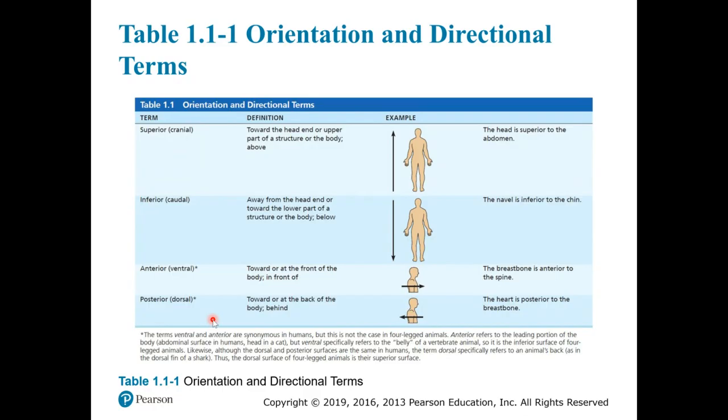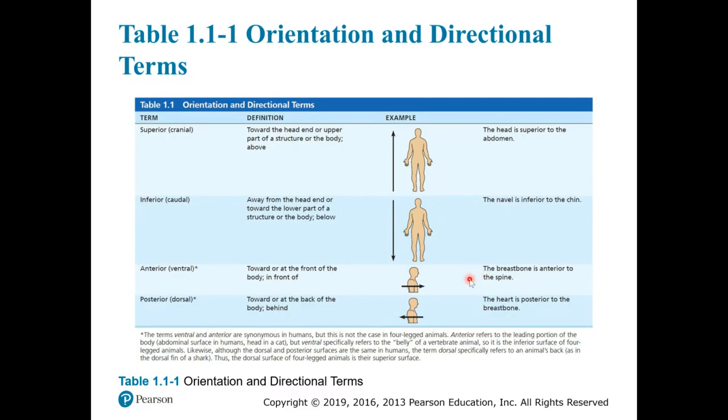But when a little creature gets on its four legs, like my dog friends, then anterior is their head and ventral is their belly. Posterior is their butt and dorsal is their back. Think dorsal fin on a shark. So anterior is toward the front, posterior is toward the back.